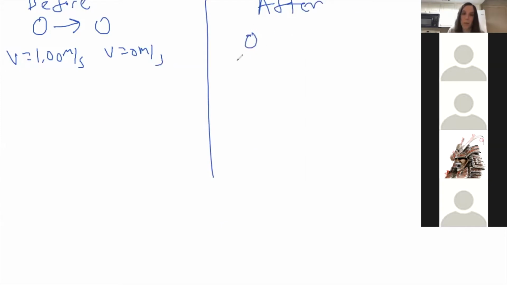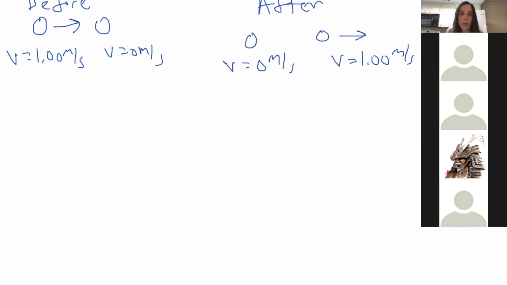After the collision, what could happen is that the first ball that was moving just stops and stays in place. And then the other ball moves forward with the same speed the first one had. So in this case, there's a complete transfer of energy from one ball to the next. No energy is lost or gained. And so what we call this one is an elastic collision.